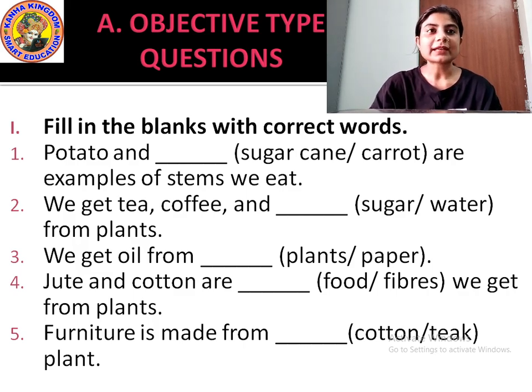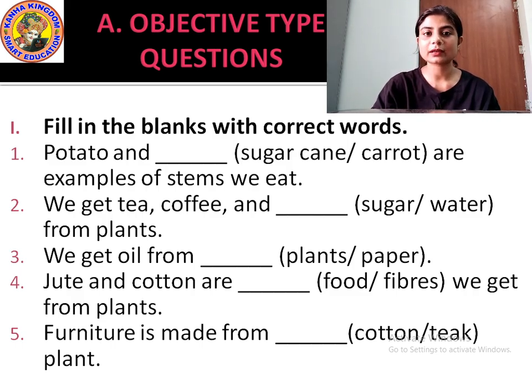So let's begin. Number 1, potato and dash, sugarcane or carrot are examples of stems that we eat. What will be the answer? The answer is sugarcane. Potato and sugarcane are the examples of stems that we eat. Sugarcane is a stem.